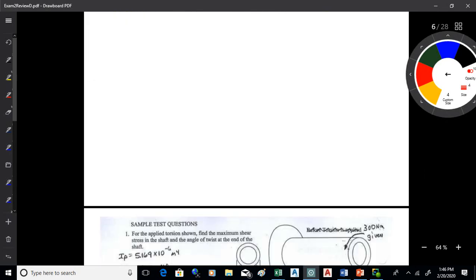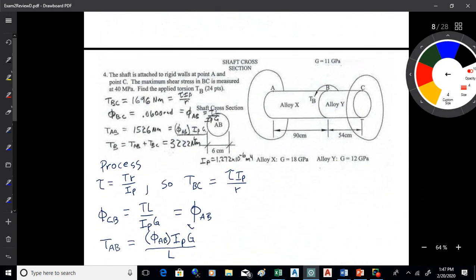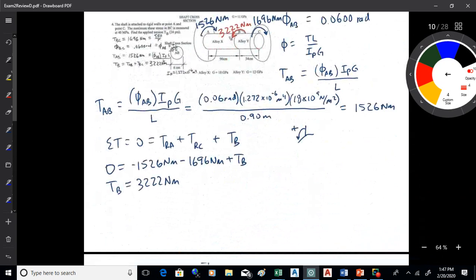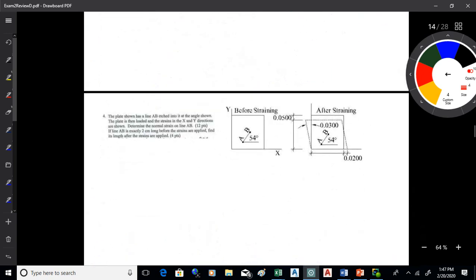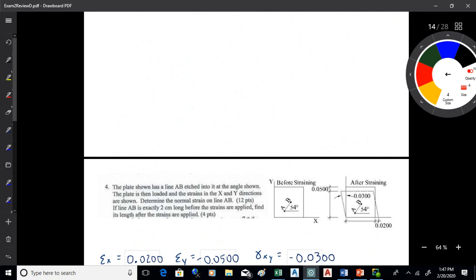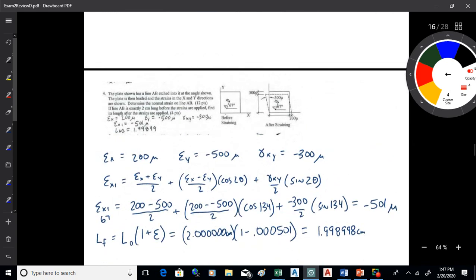I've got a few problems here. First one I think is just pretty basic torsion definitions. The next one is an indeterminate kind of problem for torsion. Then I've got find the stress on this plane in a pressure tank. Remember to use the proper angle on that. And then I've got find the length of a line after the strains are applied. So that's biaxial strain, plugging in the proper inputs to get an angle and to find the new length of something.